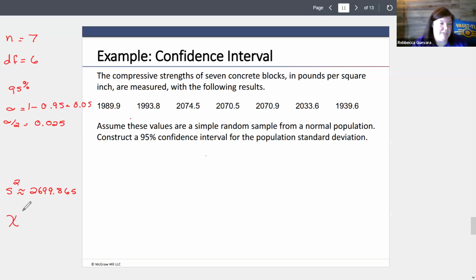So we have one chi-square score that we have to find, and that's chi-squared of alpha divided by 2. But we also need the other part, because like I said, it's always area to the right. So 1 minus alpha divided by 2, so 1 minus my 0.025, which is going to be 0.975. So we need to find chi-squared of 0.975.